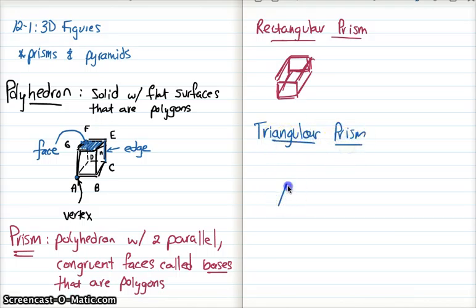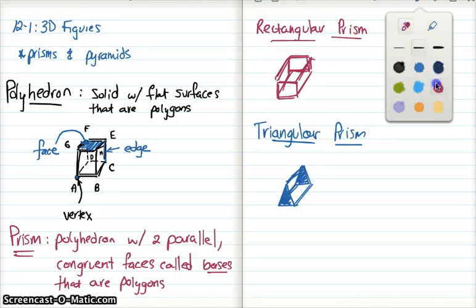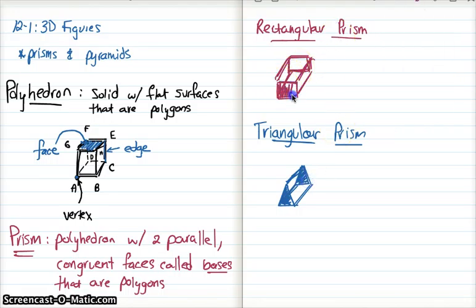So this time I'm going to have bases that are triangles, and again they're meant to be the same, and then I can connect them like so to create a triangular prism. So you just pick two faces that are the same in shape. It might be helpful if I just shade them in here. And that's how you name it as well.